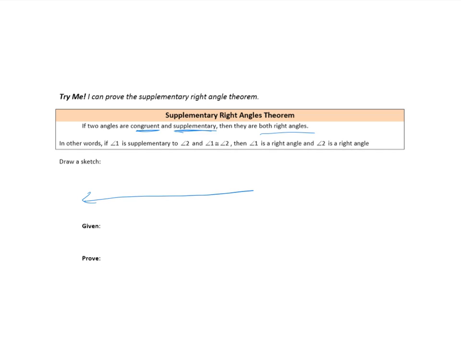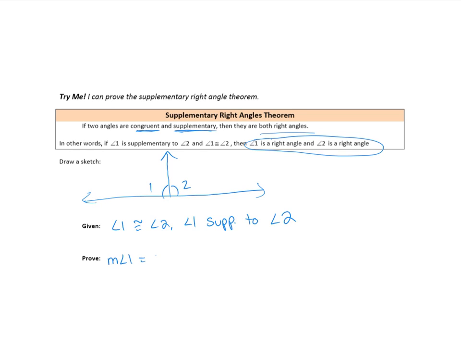I'm going to start with the fact that they're supplementary by drawing my supplementary angles as opposite rays, and they're congruent. That means that they're both congruent. Call it angle 1 and angle 2. So I'm given that angle 1 is congruent to angle 2, and that angle 1 is supplementary to angle 2. And I want to prove that these are both right angles. So I'm going to prove that the measure of angle 1 is equal to 90 degrees, and the measure of angle 2 is equal to 90 degrees.